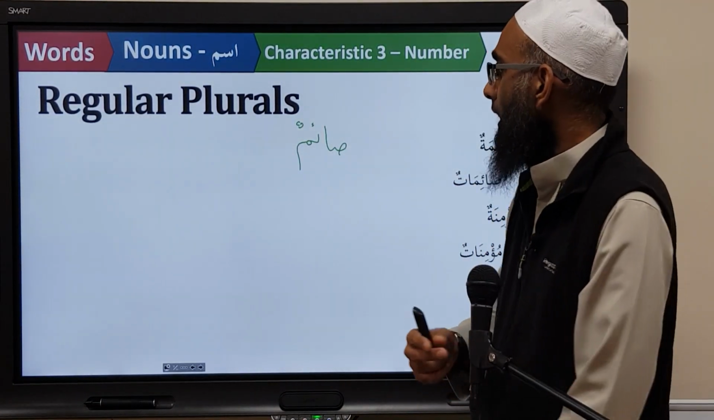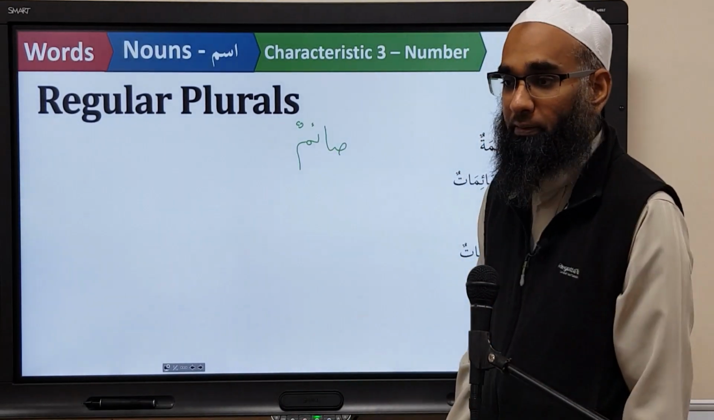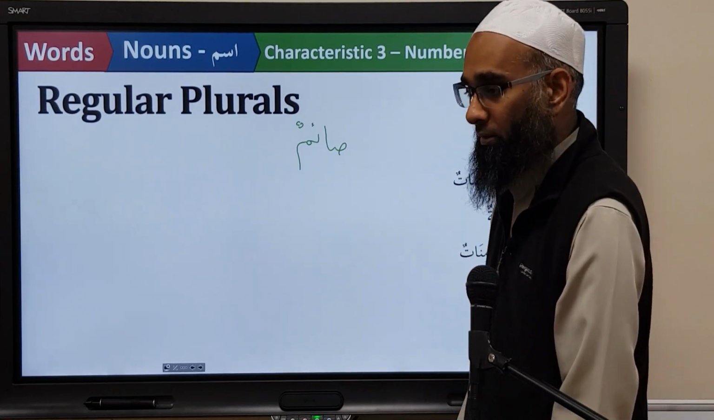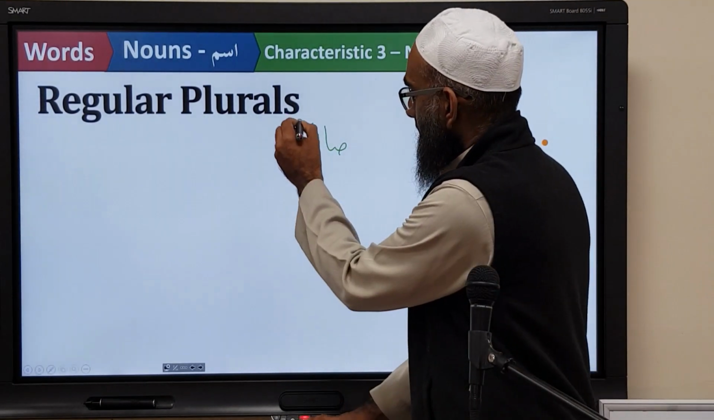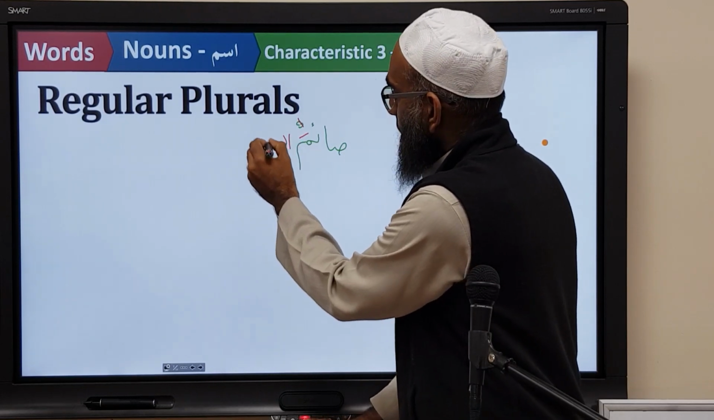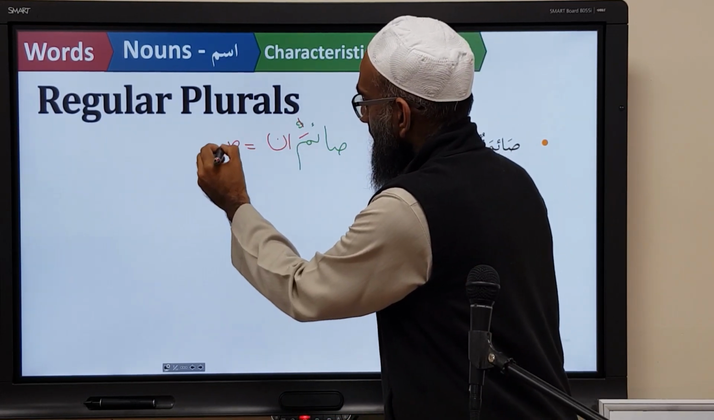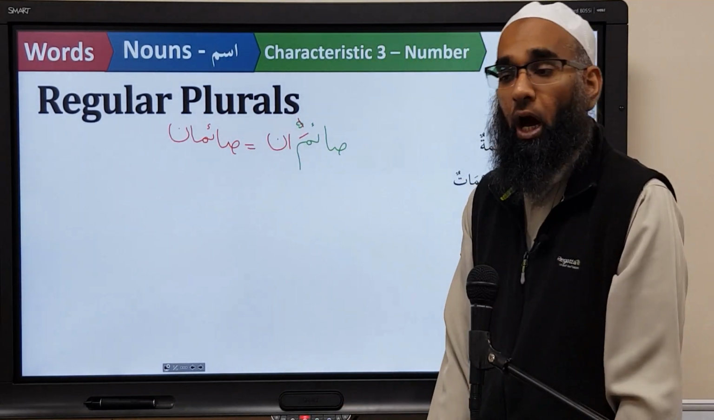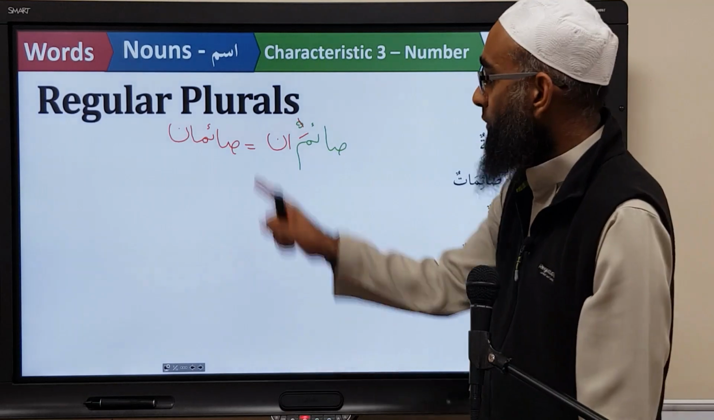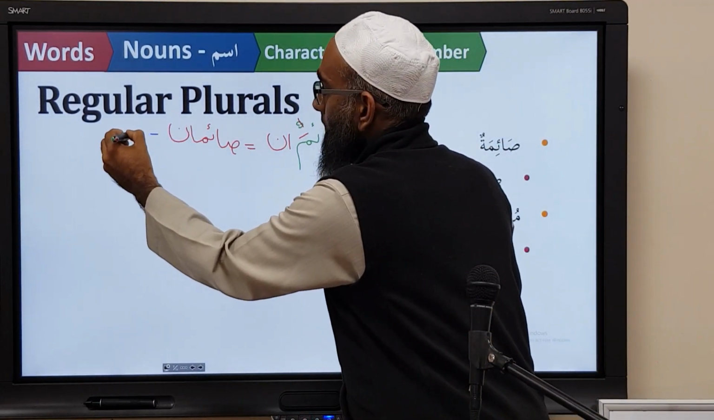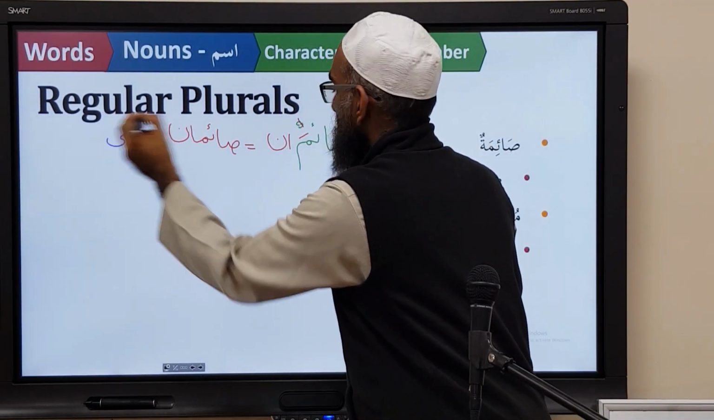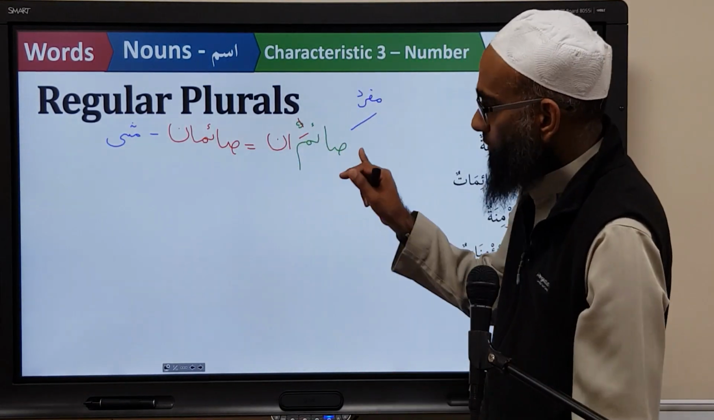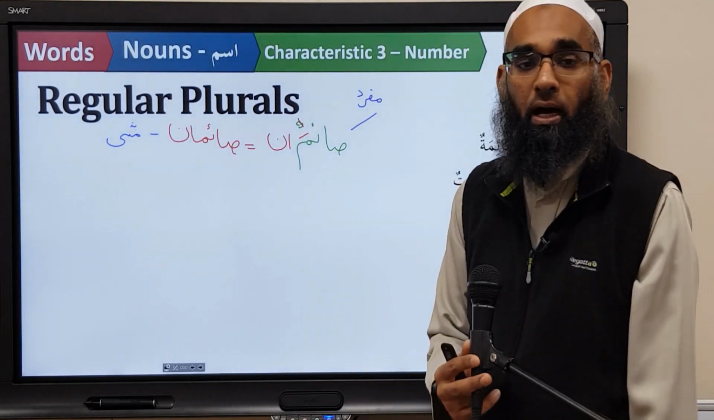Now, how do we make this dual? Let one person do it. How do you make this dual? Get rid of tanween. Add a fatha. Add alif noon. It becomes what? Sa'imani. How do you make this plural? This word is now muthanna. This was mufrad and that was muthanna.